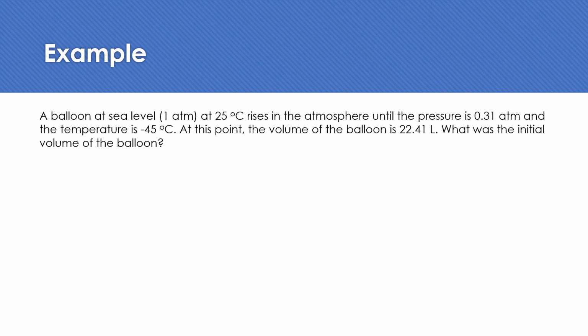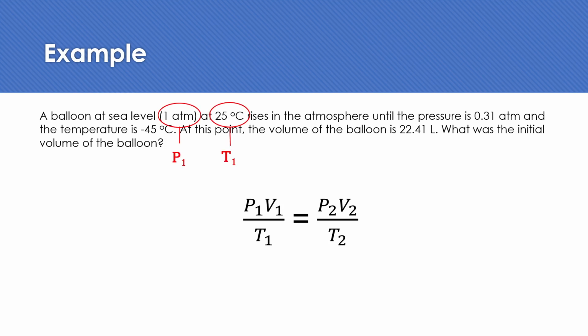So again, we gotta put out our equation and isolate our variables. P1, 1 atmosphere, 25 degrees Celsius, that's T1. 0.31 atmospheres, that's P2.